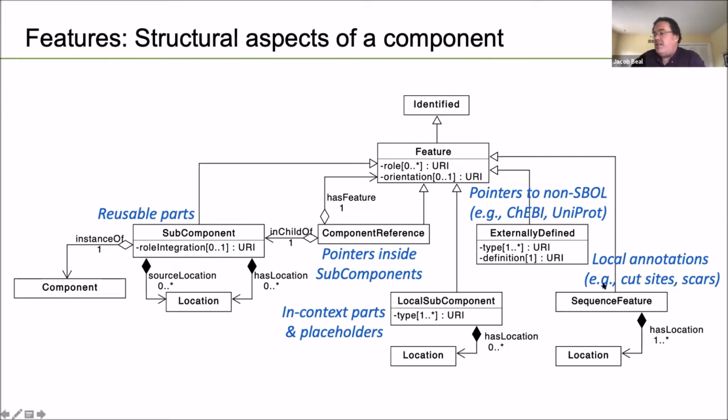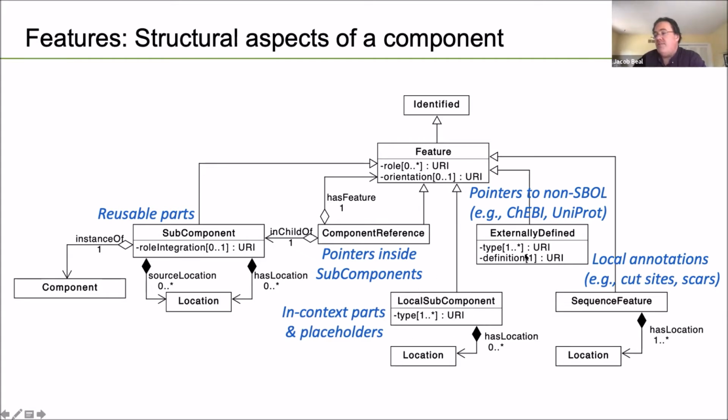When we want to just mark a feature like a cut site or a scar that really doesn't have anything more to it, we use a sequence feature for that. Sometimes we want to do something kind of like a subcomponent, but it is a placeholder or it only matters in context, and we use a local subcomponent for that.